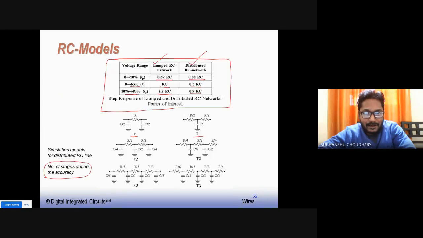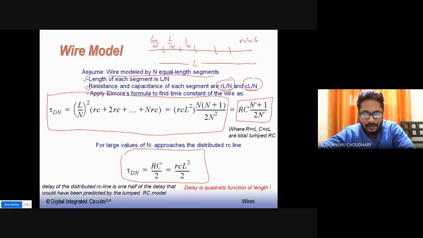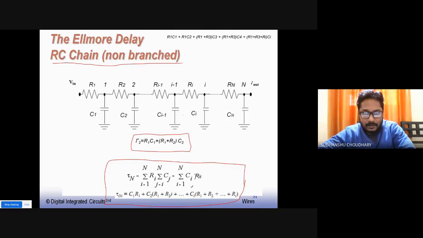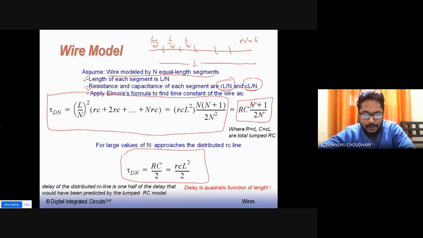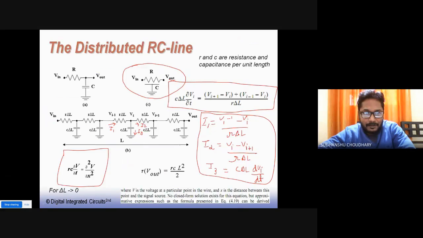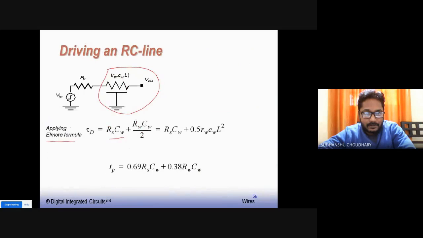So I'll go back again. If you see here that RC by 2, yeah, this one. So this was the delay of a distributed line, RC by 2. So this comes up over here. The same delay is represented here, RWCW by 2 for a distributed line, right? Using Elmore delay formula. Okay.